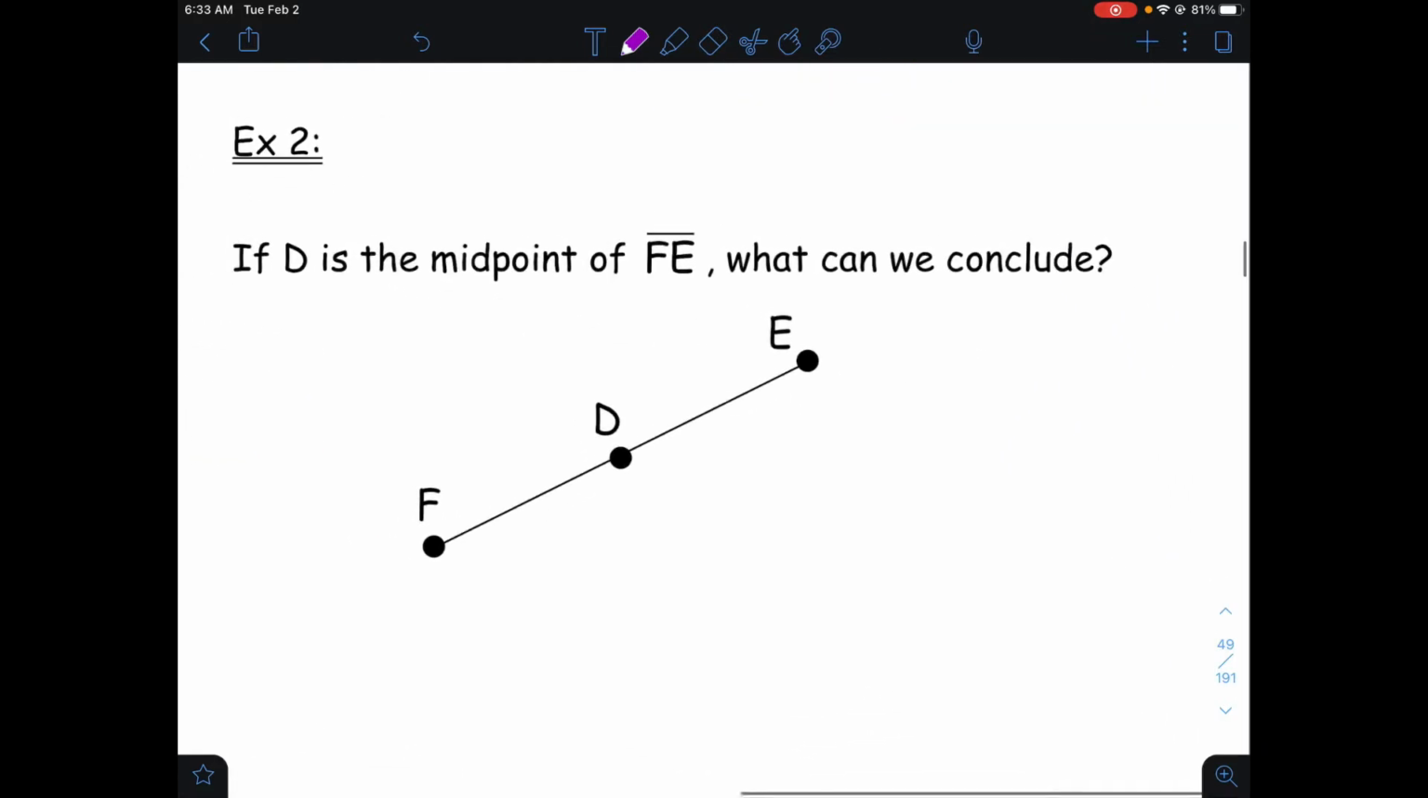Then it says if D is the midpoint of FE, what can we conclude? Well, if D is the midpoint, that means that it's going to cut it in half. It's going to bisect it. So we could say that FD is congruent to DE.